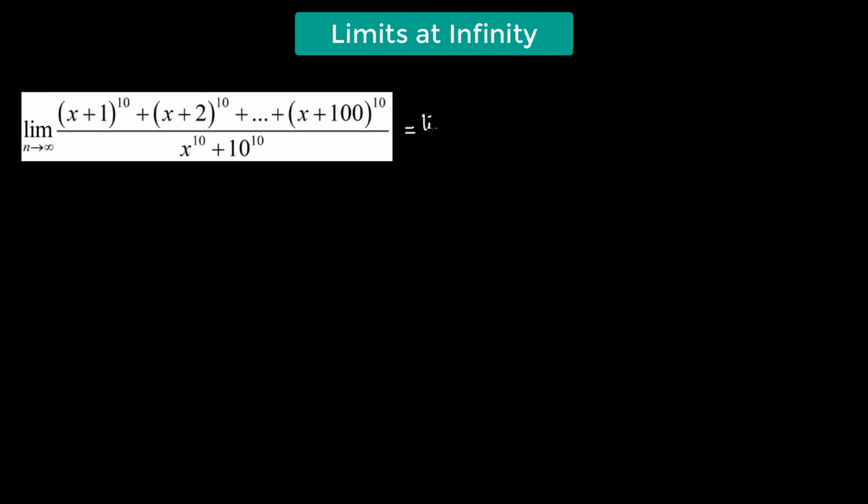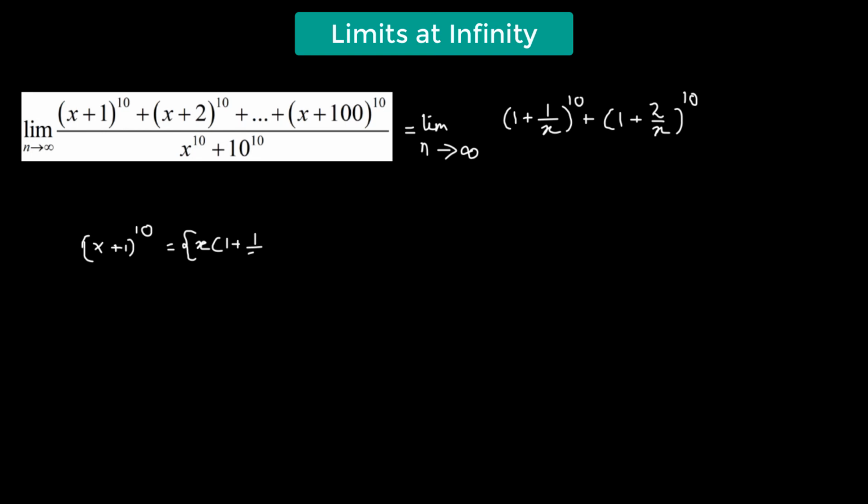the limit n tending to infinity. So when we divide the first term by x raised to the power of 10, we have (1 plus 1 over x) whole raised to the power of 10. Now for the second term, we have (1 plus 2 over x) raised to the power of 10. The way it is done is, I'll talk about the first term. So we have (x plus 1) raised to the power of 10. So when we take x as the common factor, we have (1 plus 1 over x) whole raised to the power of 10.